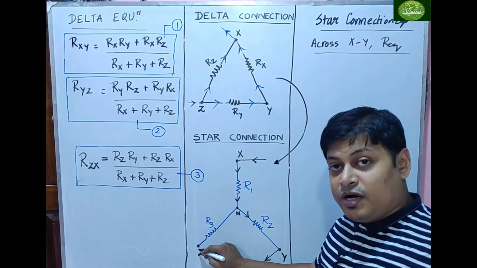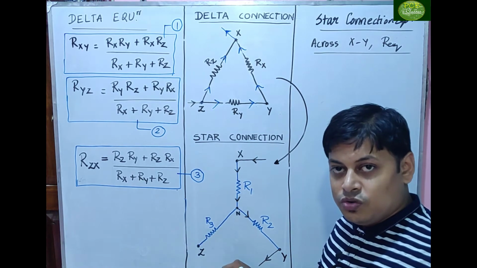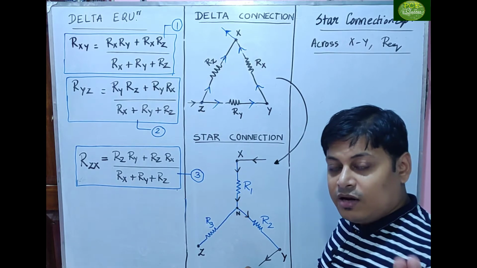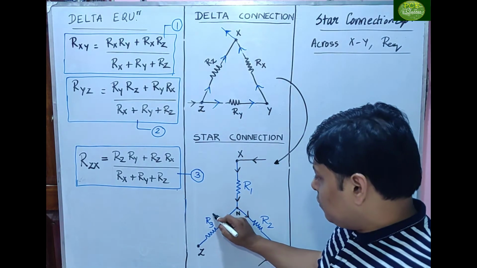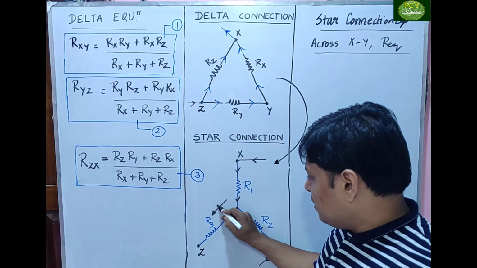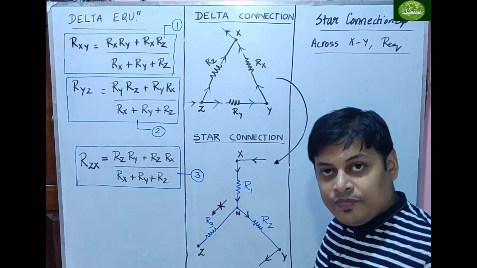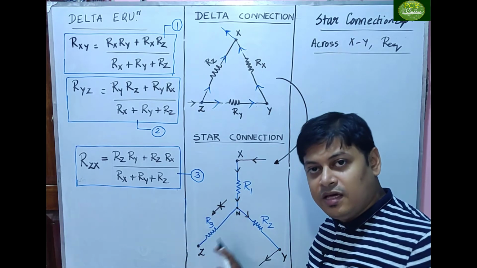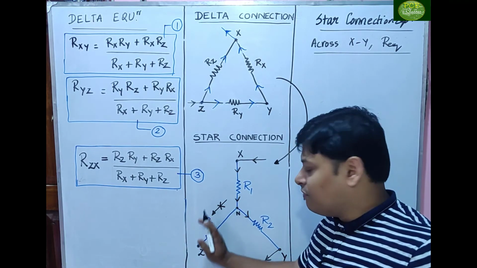Is the Z point connected to any other circuit? No. So current cannot travel. The current cannot pass. So the current flowing in this R3 is nil. No current flows in the R3. So this R3 resistance can be ignored because no current will flow through it.